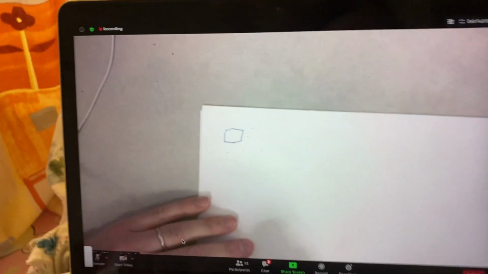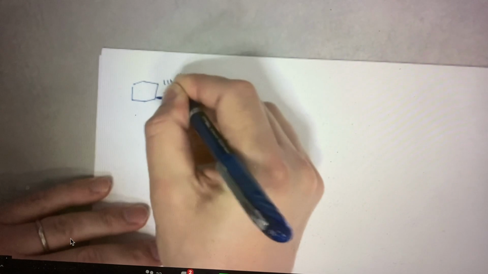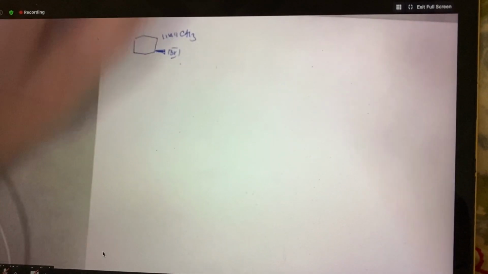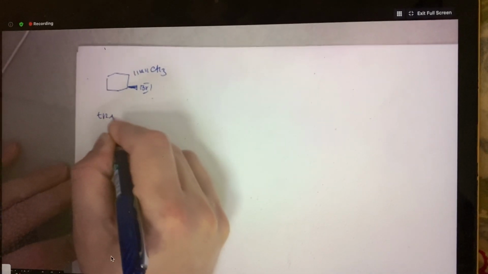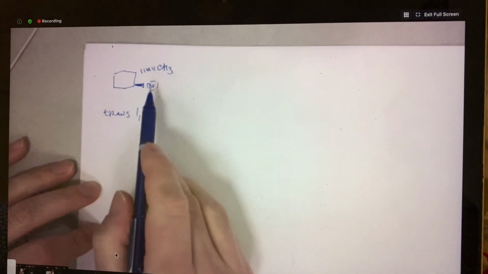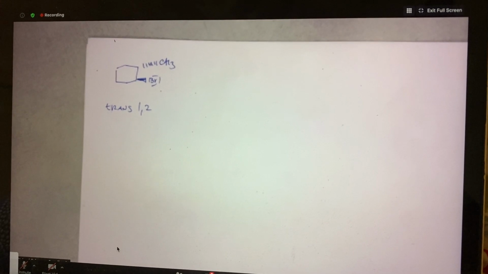And I want to talk about a really specific one. The molecule I want to work with all of you this semester with is this particular cycloalkane. I'm just going to move this down just a little bit. This is a trans 1,2 disubstituted compound where we have bromine and a methyl group.